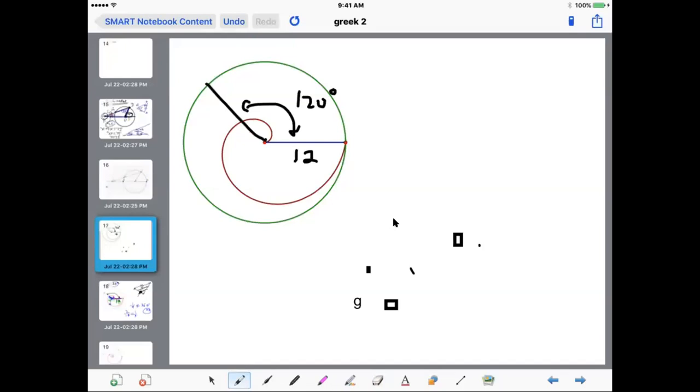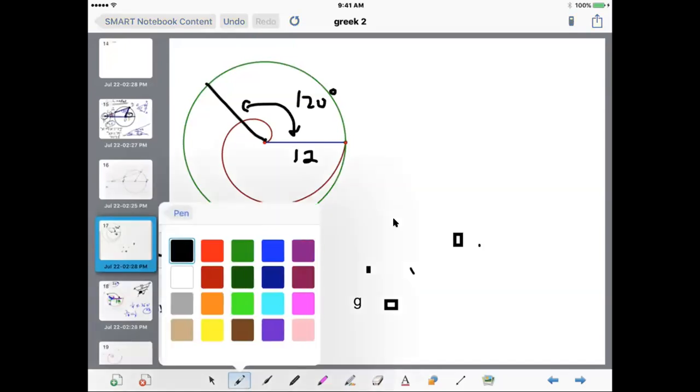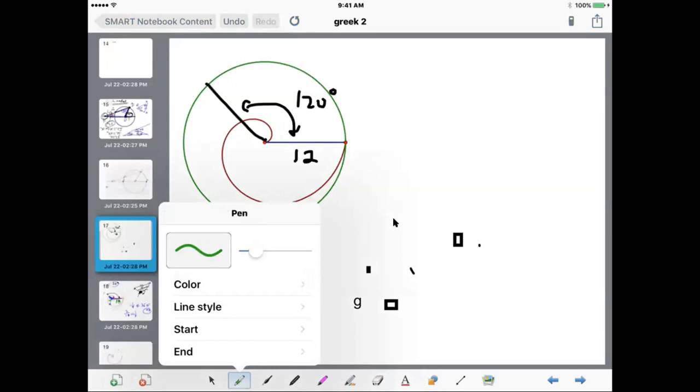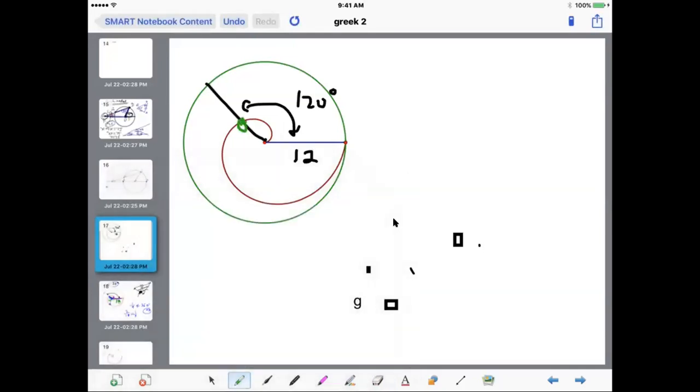Okay, I have a question for you now. How long is this green line segment? And yes, that's right, it is 4. 120 degrees is 1/3 of 360, and 4 is 1/3 of 12.